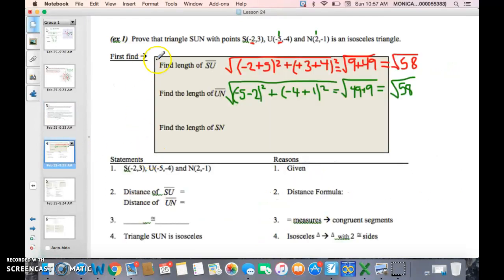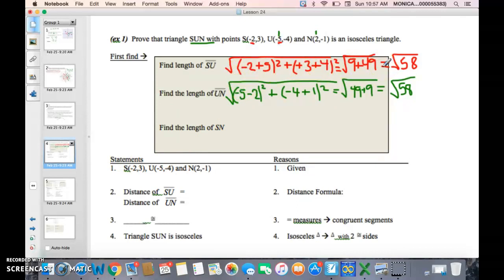So that's what we're going to be doing. We want to prove that this triangle SUN is in fact an isosceles triangle. The first statement is going to be these coordinate points, so you could graph them on the coordinate plane. But like I said, I want you to try to get away from that and actually use the distance formula at this point.